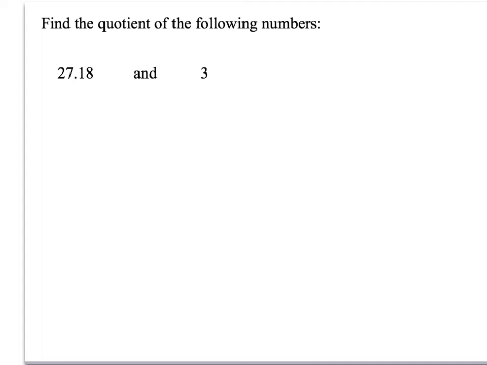We're going to find the quotient of the following numbers. Now the quotient, what does that mean? I've got two numbers and I'll find the quotient. That means that 27.18 is being divided by 3. Okay, so a couple ways that I can write this is I can write it as 27.18 divided by 3. I can write that as a fraction like that.